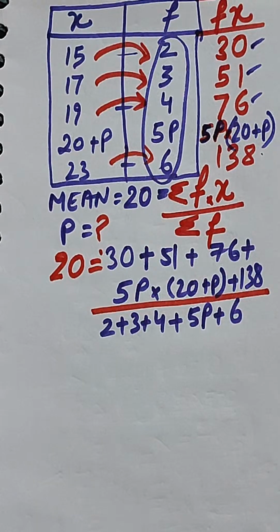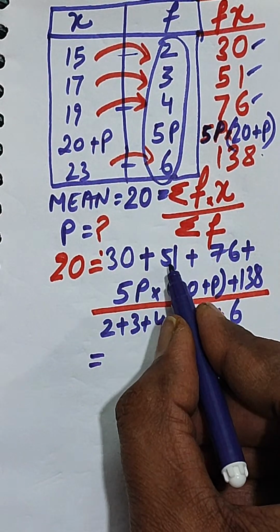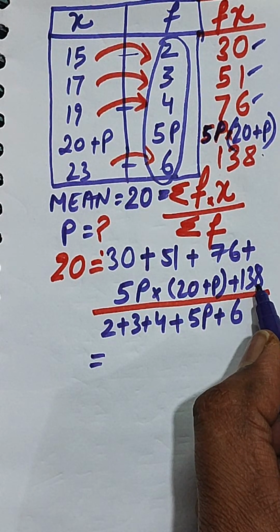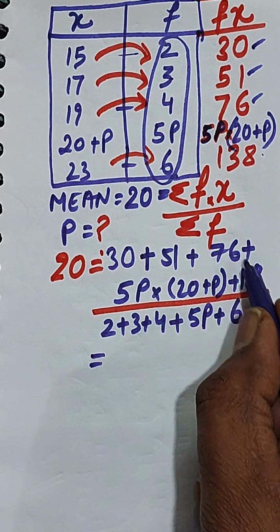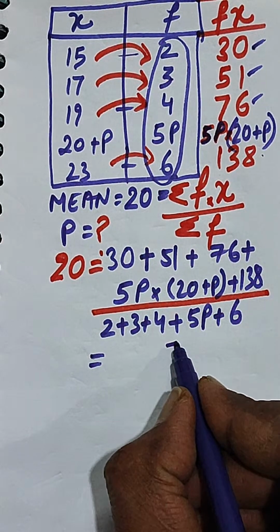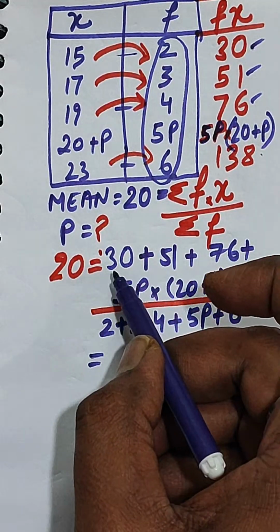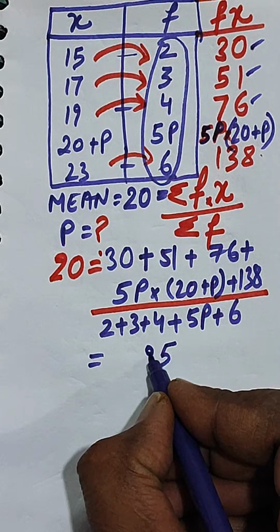Now, when you solve it, 30 plus 51 plus 76 plus 138 is a simple addition. Add it. 6, 14, 15, 5 carry 1, 9.